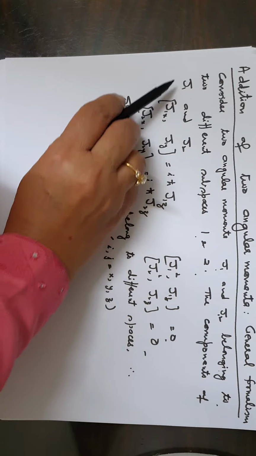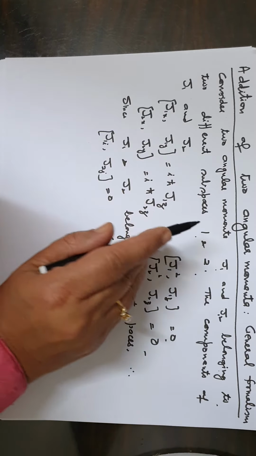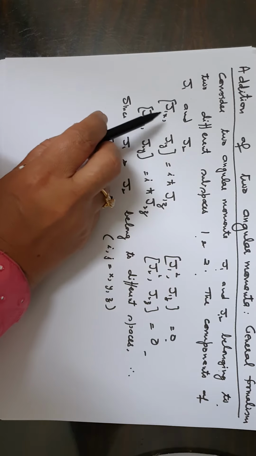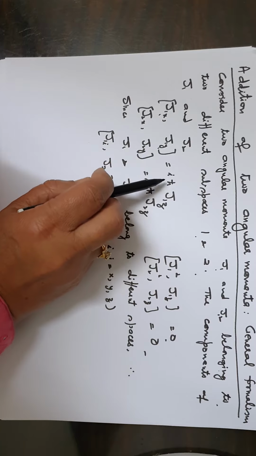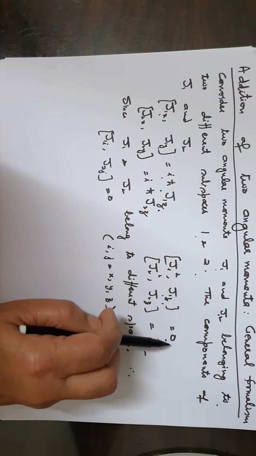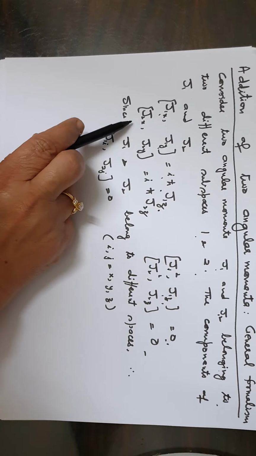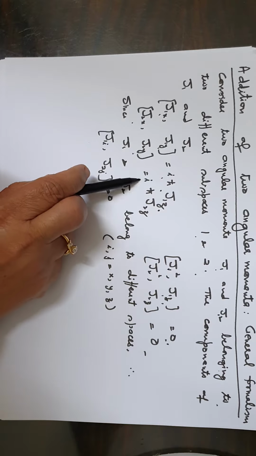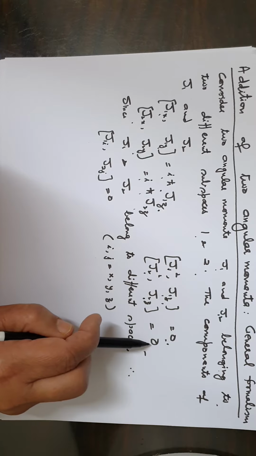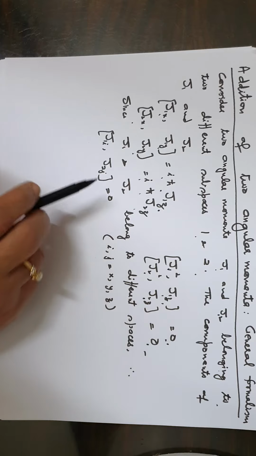The components of J1 and J2 satisfy all the commutation relations for angular momenta, that is, [J1x, J1y] will be iħ J1z, and J1² and J1z are compatible with each other. [J2x, J2y] is equal to iħ J2z, and J2² and J2z are compatible with each other. That is, this is equal to 0.